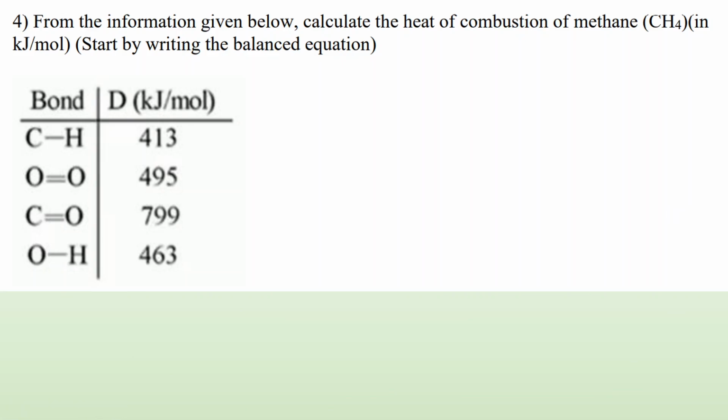All right, number 4, from the information given below, calculate the heat of combustion of methane in kilojoules per mole. Start by writing the balanced equation. So we're combusting methane, so we start with CH4, and combustion always reacts with oxygen and makes carbon dioxide and H2O, water. So now I have to balance it.